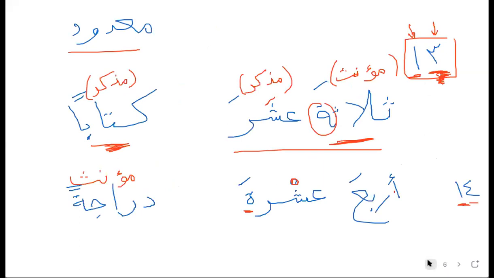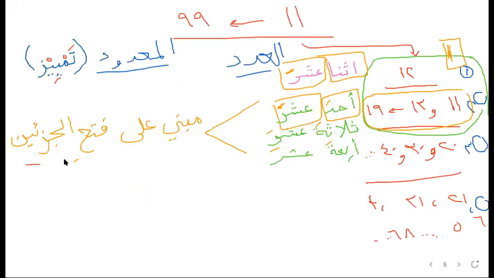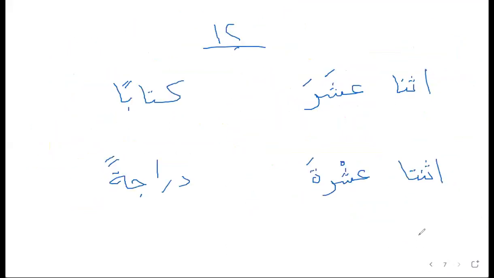What do we say on this page, page 5? We said مبني على فتح الجزئين. You say أحد عشر, you say ثلاثة عشر, you say أربعة عشر, even if there's حرف الجر before it, it will never become kasra. الجزء الأول will never become kasra, but in this number, it will change. You will say اشتريت, I purchased, اثني عشر كتابا. Why? Because الجزء الأول is not مبني. الجزء الثاني is مبني only. الجزء الأول is not مبني.